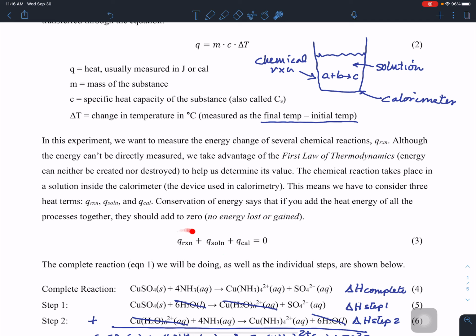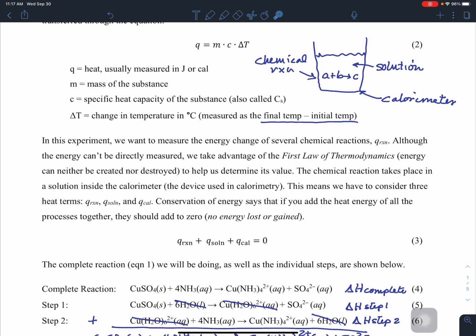So we have Q for the reaction. That's what we're interested in. Q solution, we're going to measure by using the temperature change and its mass and its specific heat capacity. And Q calorimeter is the heat absorbed by the calorimeter itself, because it's not perfect. And we'll talk about how we're going to calculate that in a minute. But the first law of thermodynamics says that the sum of all of these energy changes has to be 0. So some of these will be positive and some will be negative, but they will all add up to 0.